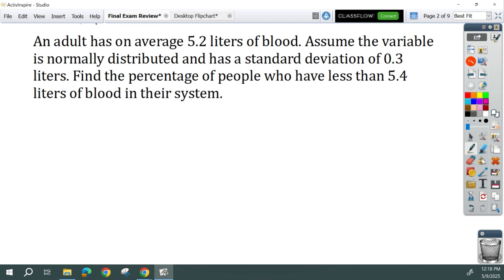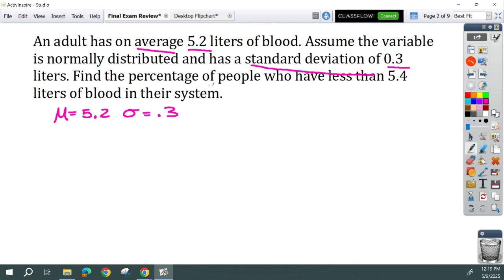So I am given an average of 5.2 liters. We're going to use the Greek letter mu to represent our average. We are told it's normally distributed. That tells us that we're allowed to use a normal model to find the percentage or probability that we're looking for. And then we have a standard deviation of 0.03. And so here we're talking about population. So population mean is that Greek letter mu. Standard deviation is that Greek letter sigma. It looks like the O with a hat on it.